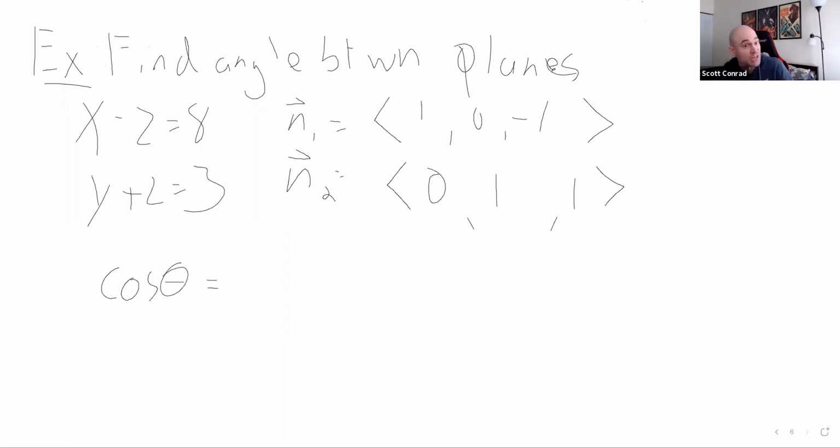Well, you should have this memorized. Remember, the angle between two vectors is related to the dot product in the following way. So we know cosine of the angle between the two is the dot product of the two vectors divided by their magnitudes.